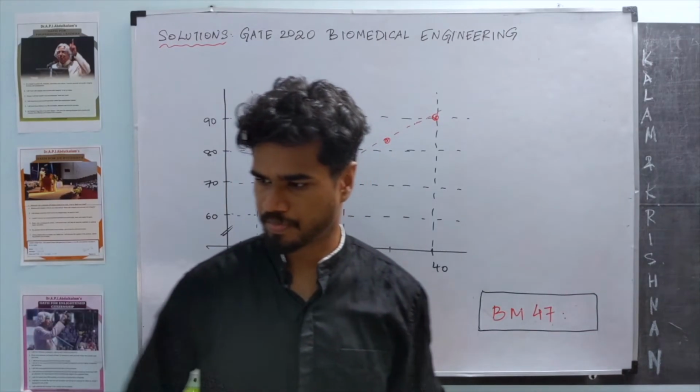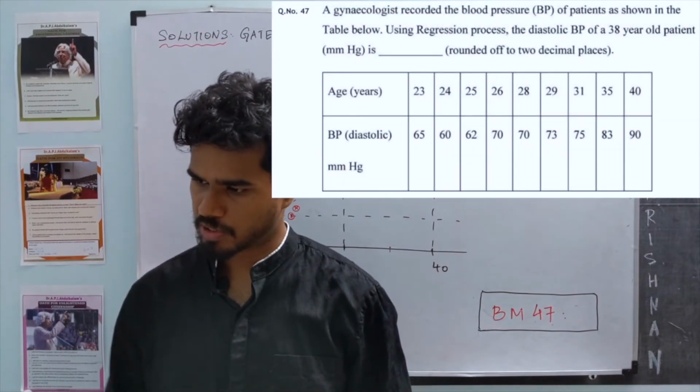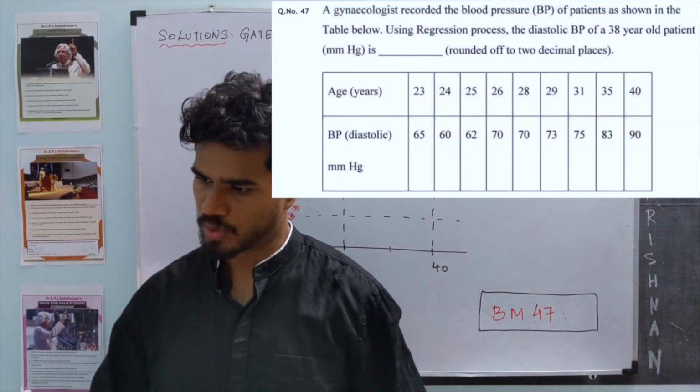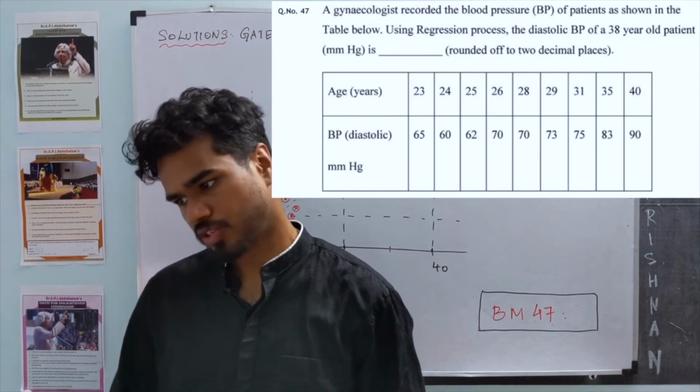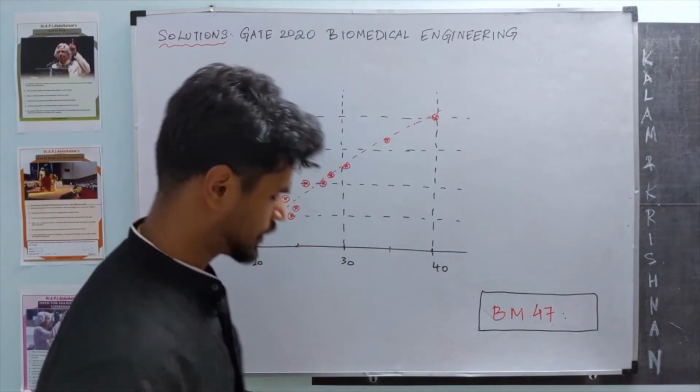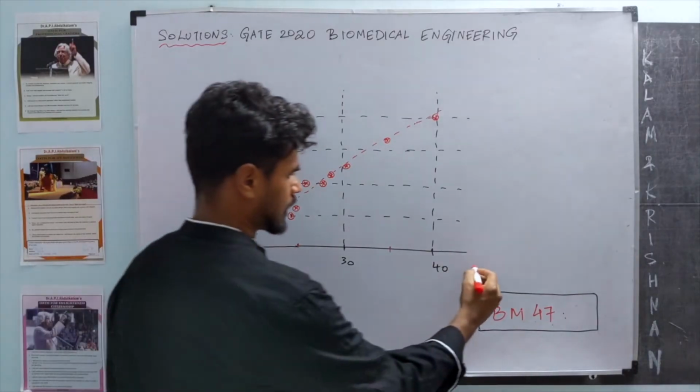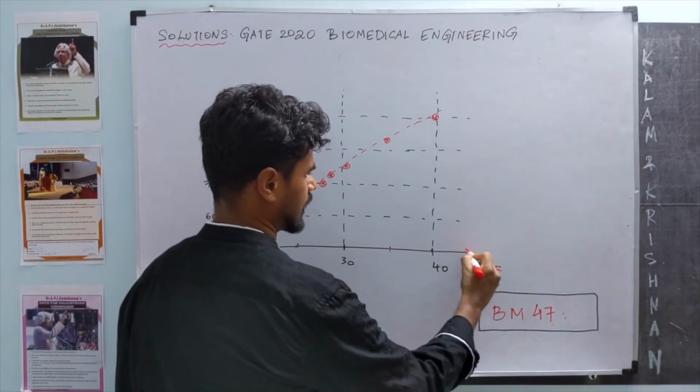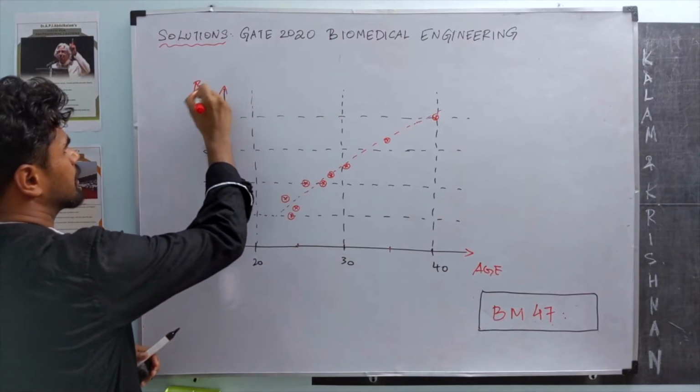Question number 47. A gynecologist recorded the blood pressure of patients as shown in the table below. Using regression process, the diastolic BP of a 38-year-old patient, in mmHg, is dash. Okay, so we have age here and we have blood pressure here.